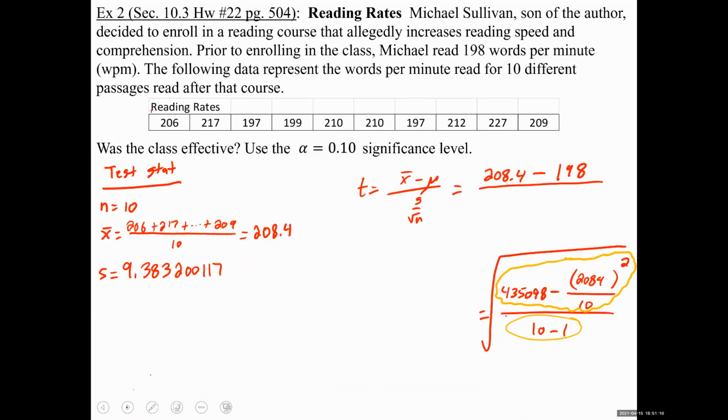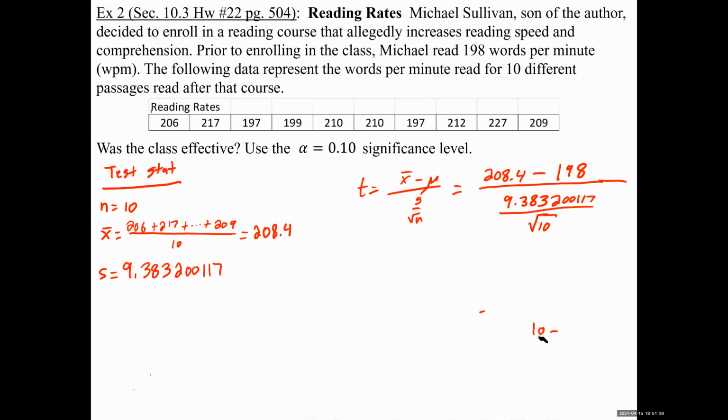All right, and then S is 9.383200117. Over square root of, and n is 10. Okay, so you calculate that. And again, this test statistic is just telling me how far apart are these top 2 numbers? How many steps apart are they? And again, when you type it in, okay, look. So I'm going to type in the top first and get the answer. So 208.4 minus 198. The answer to that is 10.4.